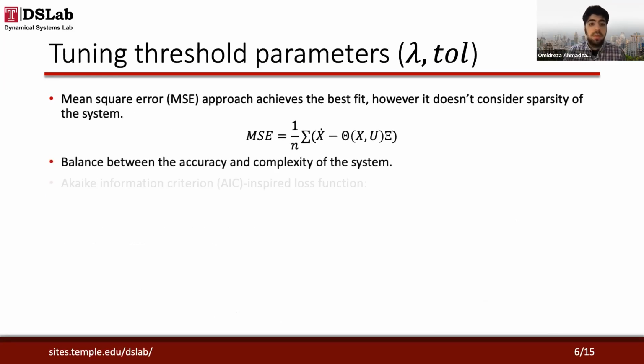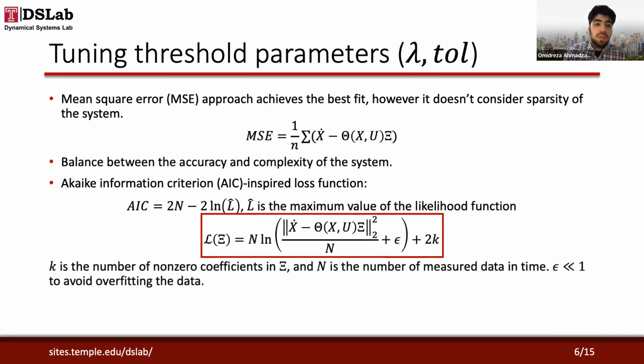So for tuning the threshold parameters lambda and tolerance, the mean square error approach achieves the best fit. However, it doesn't consider the sparsity of the systems. But our goal is to balance between the accuracy and complexity of the system, because we want the sparse model that is generalized also. Therefore, we are going to use the Akaike information criterion, or AIC, inspired loss function, which is shown in the box. As you can see, K is the number of non-zero coefficients in Kc. So it considers the complexity of the system, and by increasing the number K, it means that our system is less sparse.